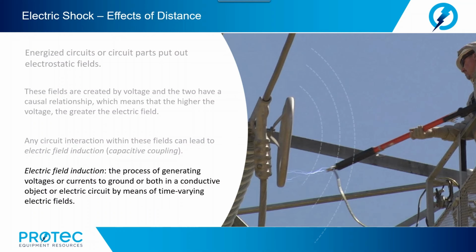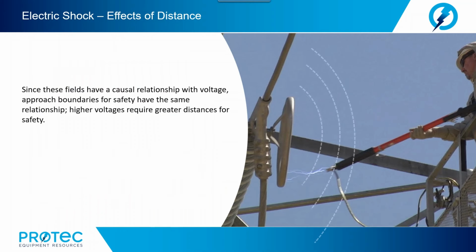So electric field induction is the process of generating voltages or currents to ground or both in a conductive object or electric circuit by means of time-varying electric fields. Now, since these fields have a causal relationship with voltage, approach boundaries for safety have the same relationship. The higher voltages require greater distances for safety.